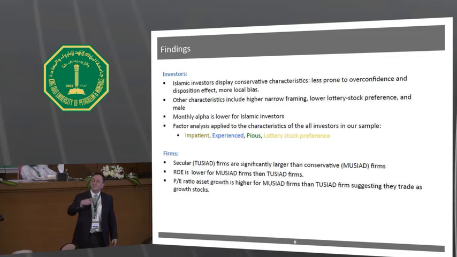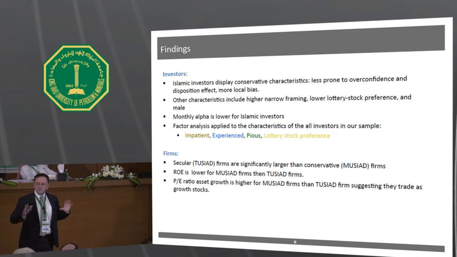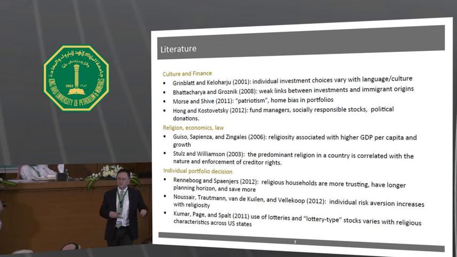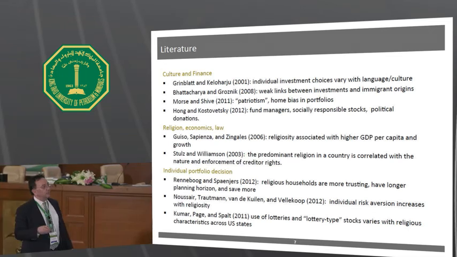What is more interesting is the PE ratio. PE ratio and asset growth are higher for Muslim firms, religious firms, than the secular firms. That basically suggests that those are growth stocks. So that means potentially there might be more growth opportunity for these non-secular firms. Now, our paper is literally, as you can see, touching three strands of the literature: culture and finance, religious economics and law, and individual portfolio decisions, which I'm not going to go into in detail.